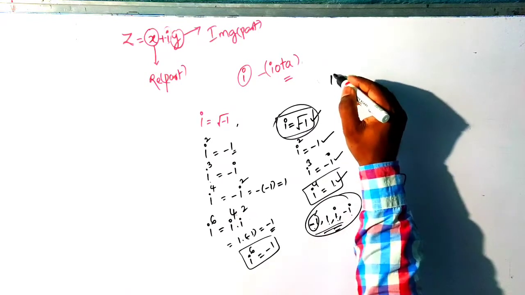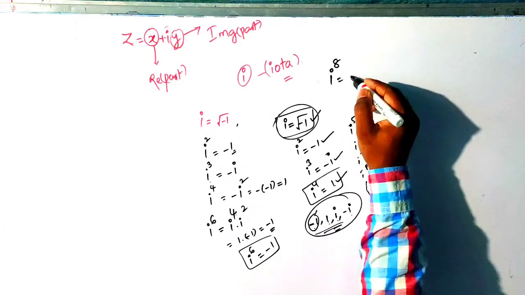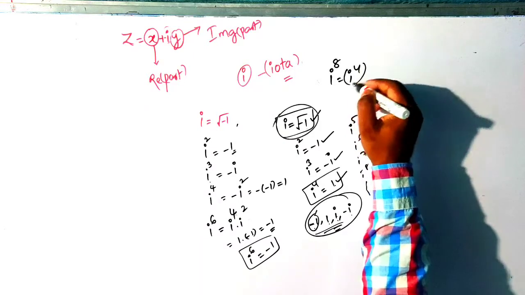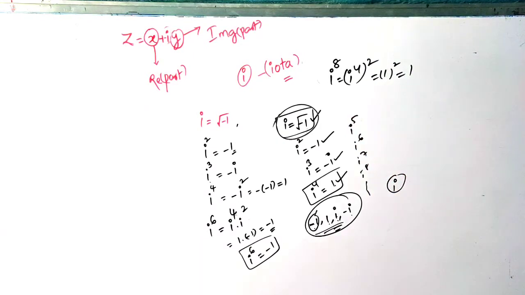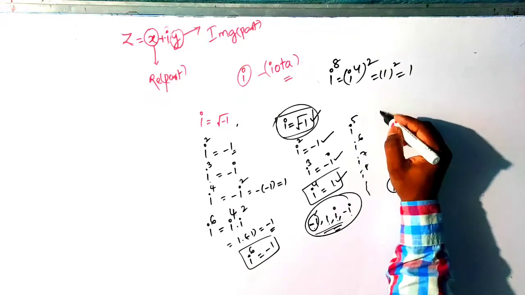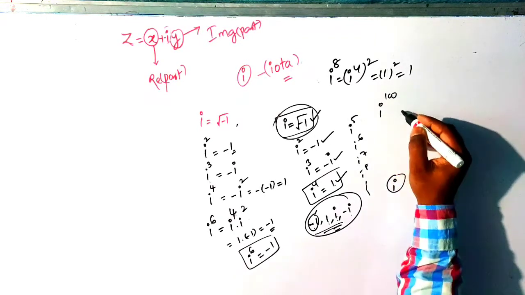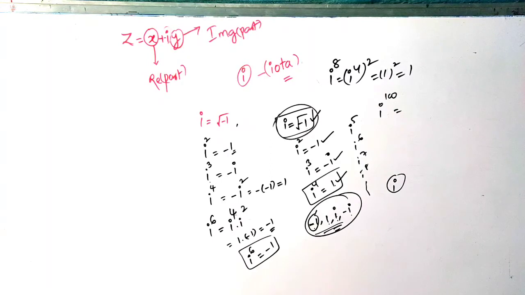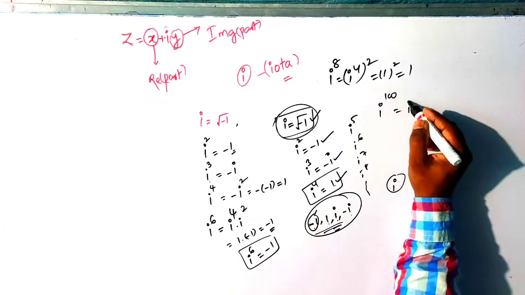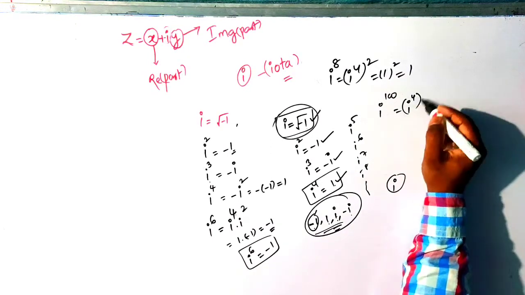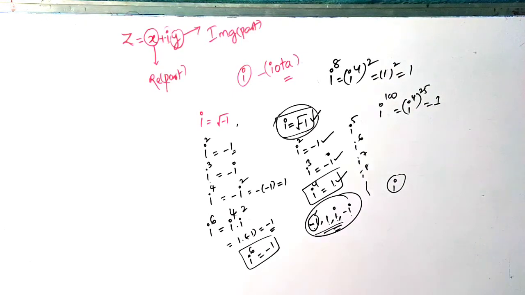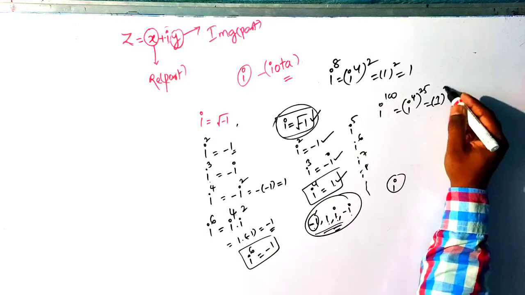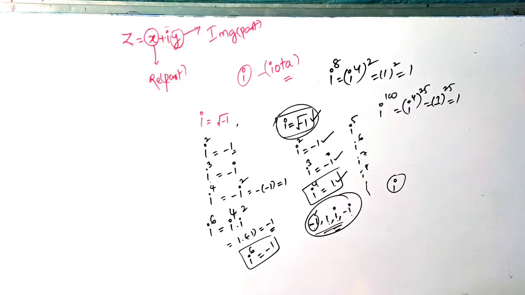So suppose i power of 8. How to take care? i power of 4 whole square, that is nothing but 1 whole square, which is equal to 1. Clear? So suppose i power of 100 is there. How to find out i power of 100? See here, i power of 4 whole power of 25. 25 4s are 100, so that is 1 whole power of 25, which is nothing but 1. So i power of 100 also we get 1.